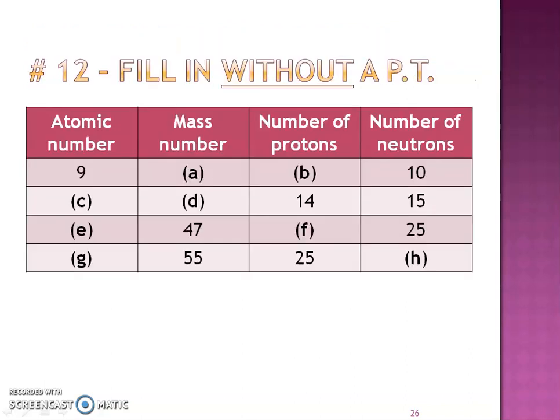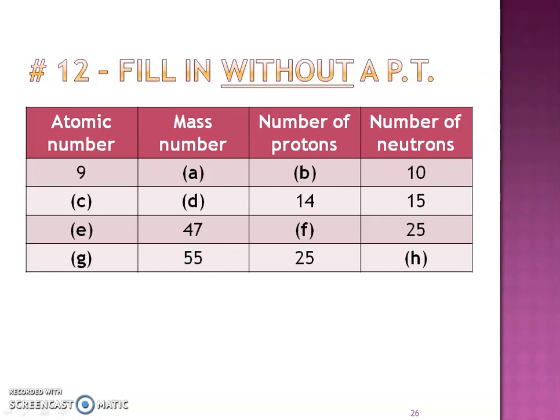So number 12, fill this without a periodic table. So with the information that they give you in number 9 going across, they give you the atomic number and they gave you the number of neutrons. Can you come up with the mass number and the number of protons? So pause again without a periodic table. You may use a calculator if you need to, but come up with those answers.